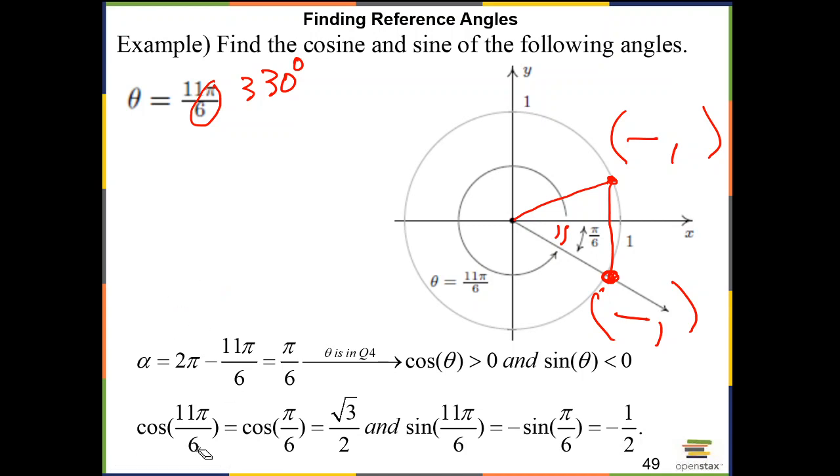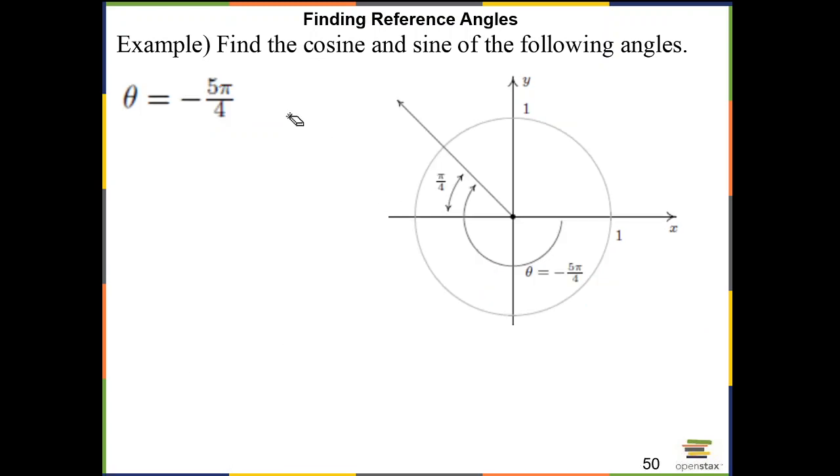So cosine 11 pi over 6 is the same as cosine pi over 6, which is square root of 3 over 2. And sine of 11 pi over 6 equals negative sine pi over 6, which is negative 1/2, right? Because we know this is the square root of 3 over 2, and this is 1/2. So that would be square root of 3 over 2, and this would be negative 1/2, right?